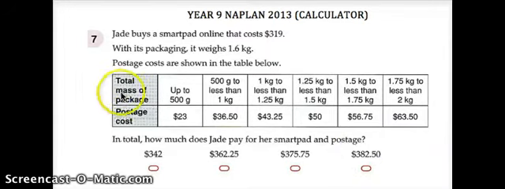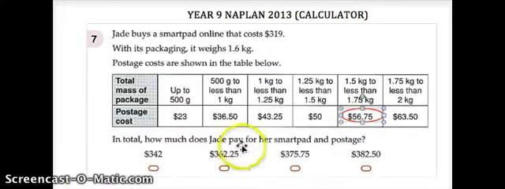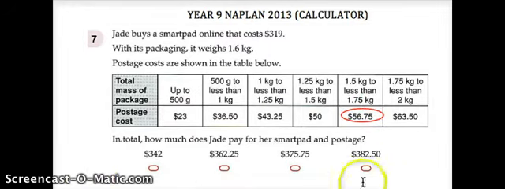Okay, we can look at the table. On the top line of the table, it says total mass of package. Now we know that this package weighs 1.6 kilograms. So we have to see which column of the table we're talking about. And it looks to be this column here, that the package is 1.5 kilograms to less than 1.75 kilograms. And the postage cost is $56.75. So the question is, how much does Jade pay for her smart pad and postage?